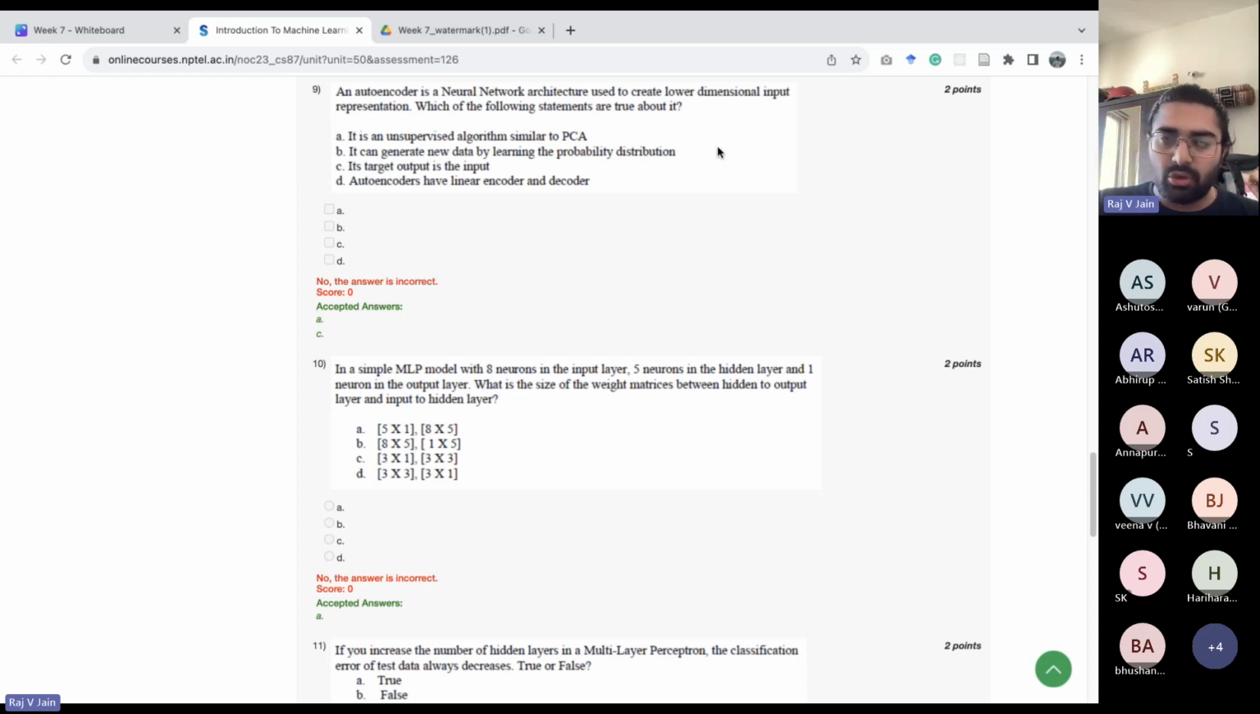So I understand that variational autoencoders are a type of autoencoder. They can generate new data by learning the probability distribution. All that is correct. In the scope of this course, variational autoencoders were not covered, so this is not expected of anyone.